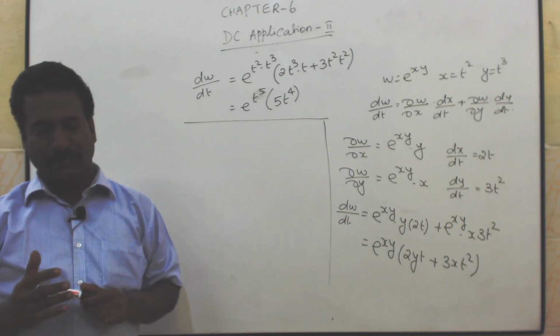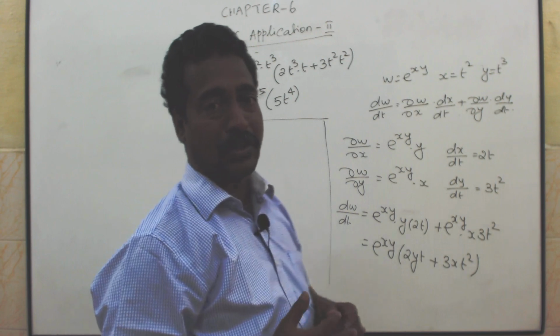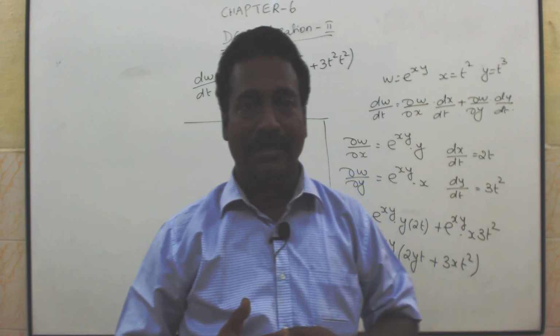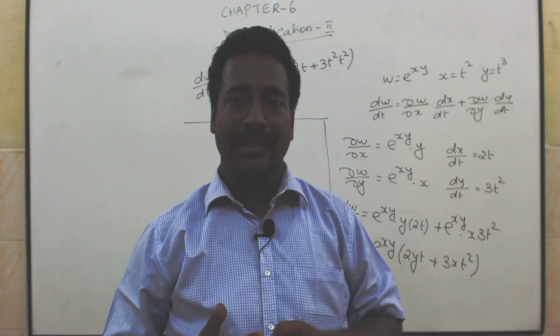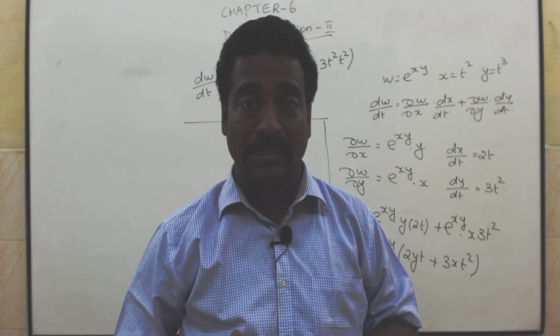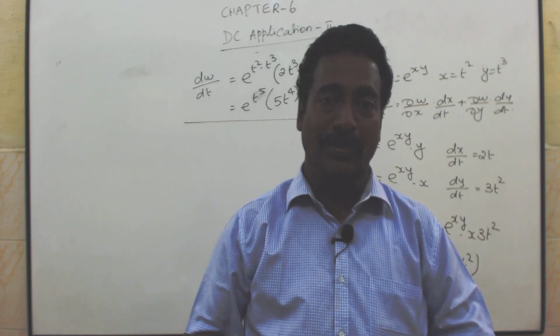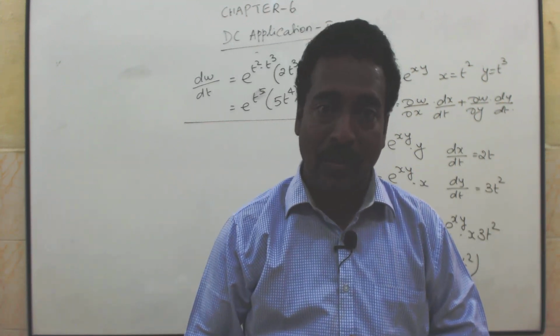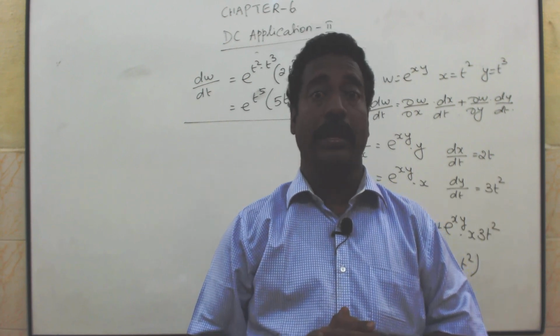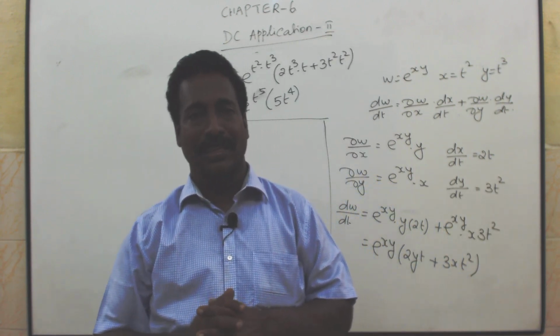Now, second sum, same method we will try. W equal to log of x square plus y square. What is dou w by dou x? 1 by x square plus y square. Differentiation of x square is 2x. Dou w by dou x equal to 2x by x square plus y square. Same way you can find out dou w by dou y: 2y by x square plus y square.